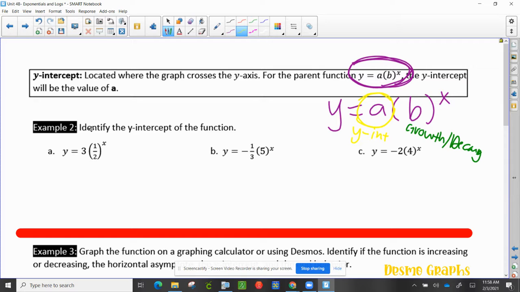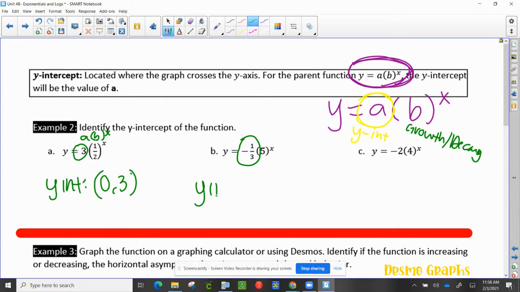So for example, if we have to identify the y-intercept for problem A, 3 times a half to the x power, well, this is a times b to the x. Your a term would be 3. So our y-intercept would be at (0, 3). Remember, a y-intercept's a point, and it's where it crosses the y-axis. So your number is always going to be in the y value spot. Okay. Similarly, with number B, if we have y equals negative 1/3 times 5 to the x power, the a value is your y-intercept. So our y-intercept is going to be at (0, negative 1/3).